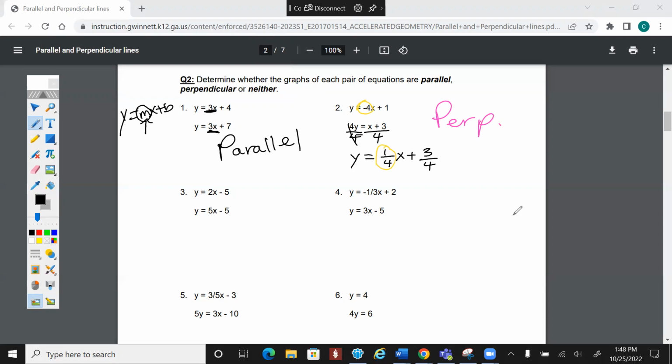Okay. So since they are negative reciprocals of each other, they're perpendicular.